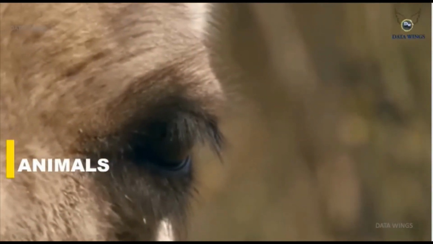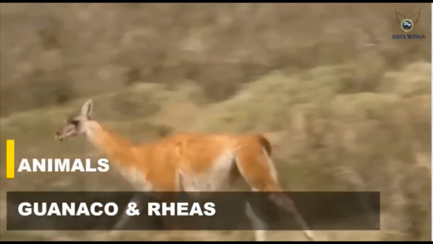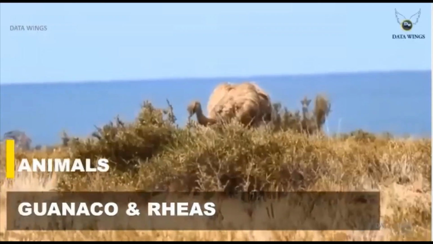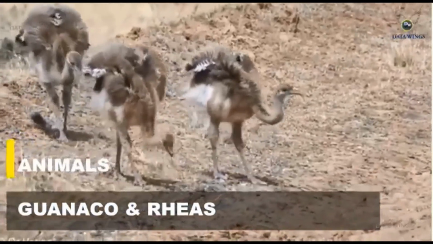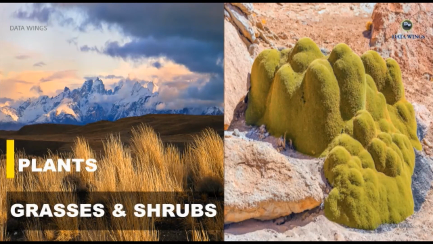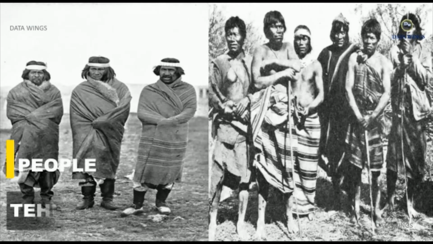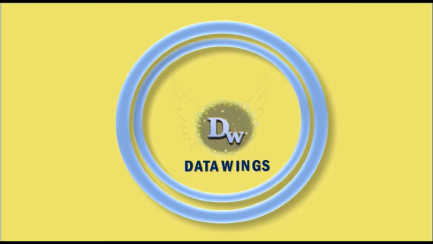And some of the animals that live here are the guanaco or gonco and the rhesus. Rhesus is kind of similar to an ostrich, but it has 2 toes, not 3. If you look closely, yes, it has 2, not 3, like an ostrich. And then some plants that grow there are grasses and shrubs. And the people who live here are the Tallahatchie people. And they are surrounded by mountains.